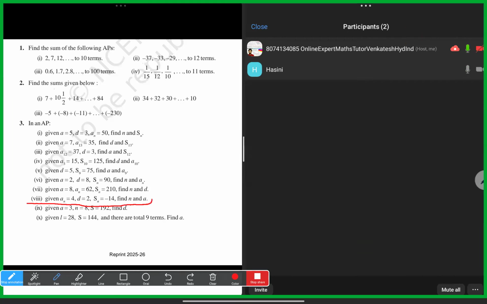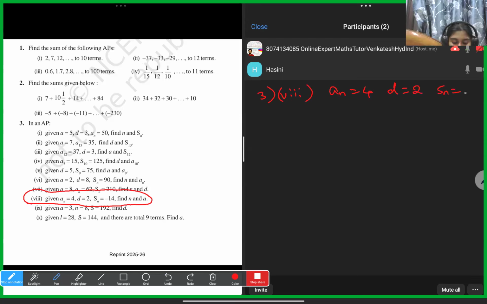In the eighth question, actually an is given and Sn is given, Hasni. So third question, third one, eighth bit. an is 4, Hasni. d is 2 and Sn is minus 14, Hasni. Okay.